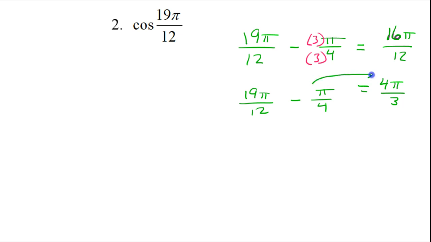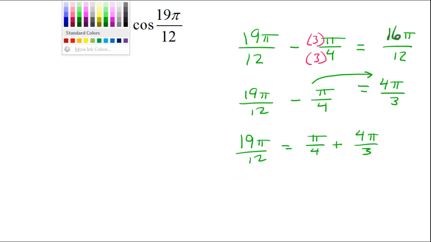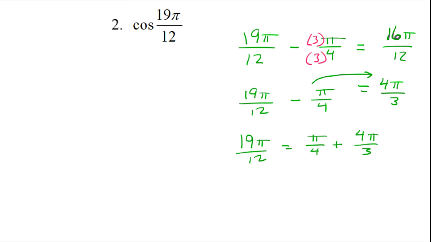Adding pi over 4 to both sides, thus moving the pi over 4 to the other side, will give me 19 pi over 12 equals pi over 4 plus 4 pi over 3. So this is the fact that I will use for the rewrite. So this will be the same thing as having the cosine of pi over 4 plus 4 pi over 3.